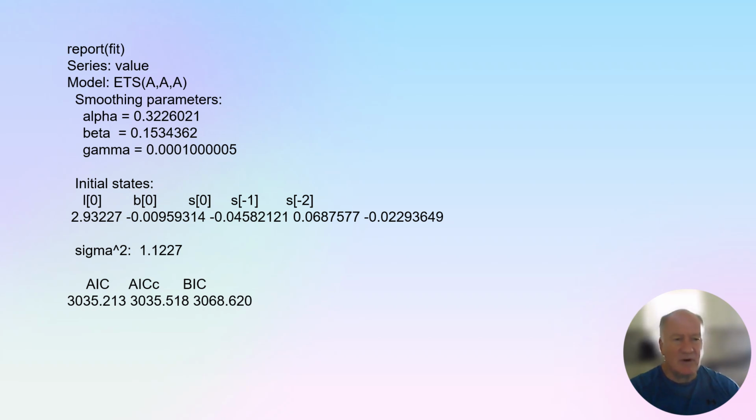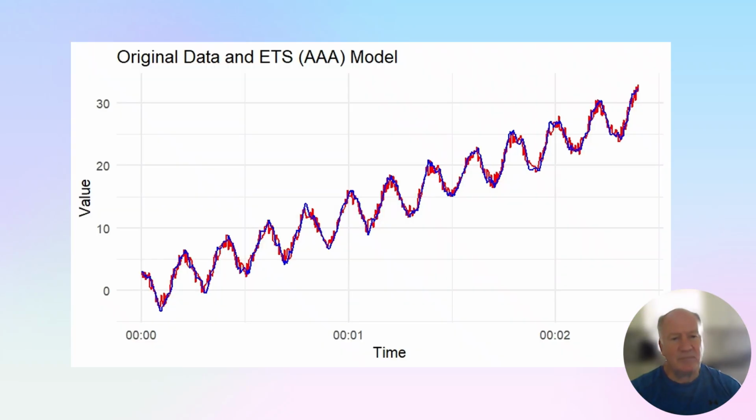In this case, it found alpha to be about 0.32 and beta to be about 0.15 and gamma to be about 0.0001, which is a really small number, and it plotted it, and we can see how well our model did.